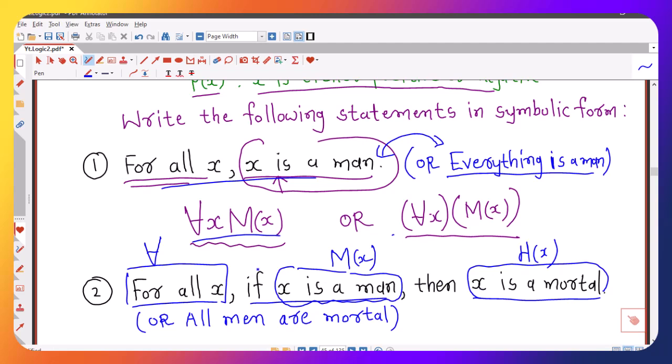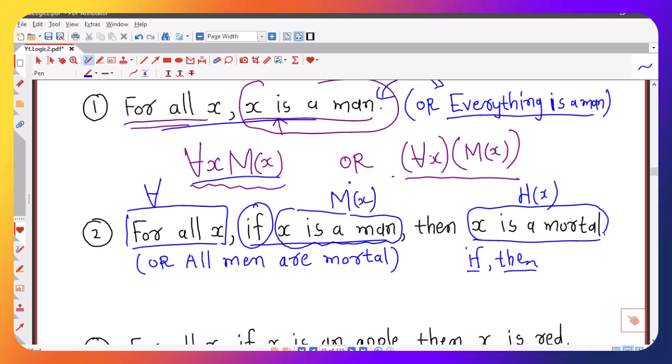So we can see this is a conditional statement. If and then are used here. That is, if x is a man, then x is a mortal. That means if Mx is true, then Hx is true. That is, Mx implies Hx, and that is for every x. So this we can write in symbolic form in this way.